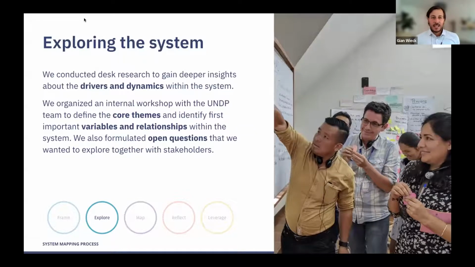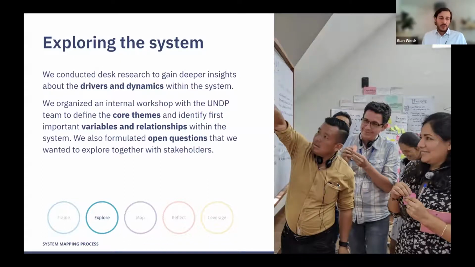Exactly. Then looking at the next step. So what happened after framing the project? We started to explore it. And this means we conducted first desk research, looking into studies, trying to identify what are some drivers and some key dynamics that we're seeing in the system. Based on this research, we then also organized another internal workshop with the UNDP team, to again talk about the themes and try to decide on 4 core themes that we would use to structure the discussion and the system mapping process.